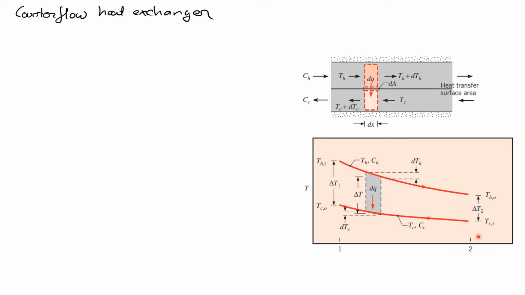Similarly, at location 2, the hot fluid has already lost some heat, so it's at a lower temperature than the inlet, and the cold fluid is entering, that's why it's at a lower temperature. So this is delta T1 and delta T2. The only difference between the counterflow heat exchanger and the parallel flow heat exchanger are delta T1 and delta T2.